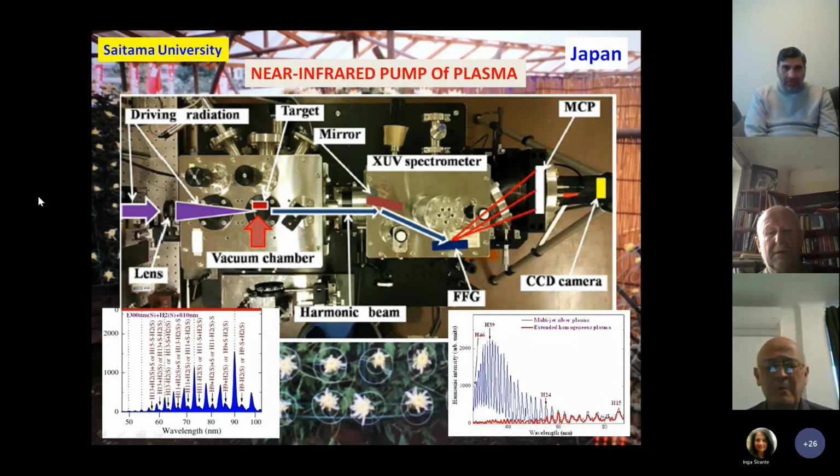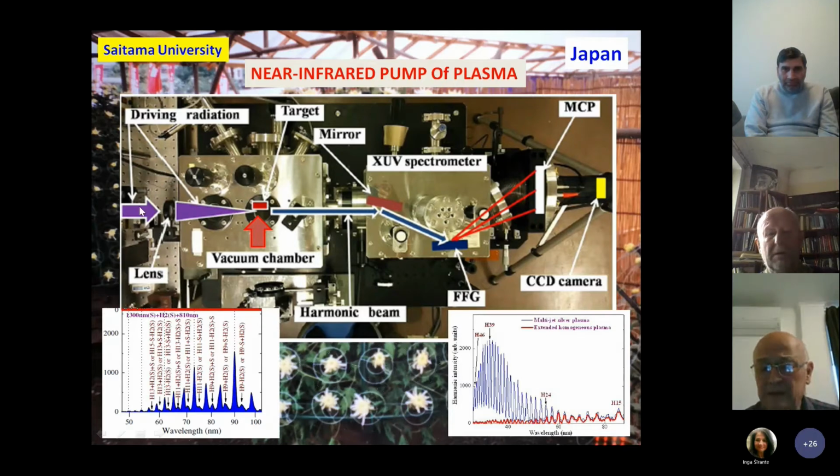Okay, thank you. And how it works? I ablate this target in a vacuum chamber, and then laser radiation propagates through this plasma, as I told, and then is analyzed in an XUV spectrometer by standard methods.